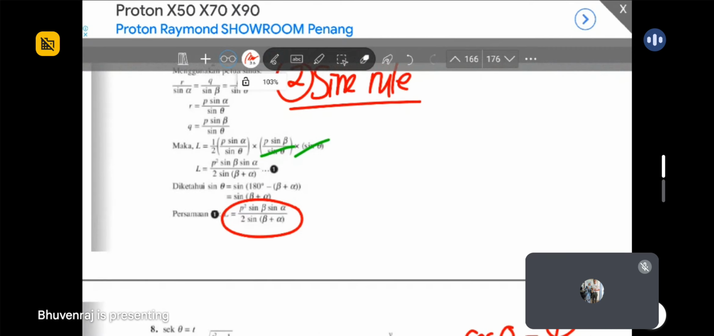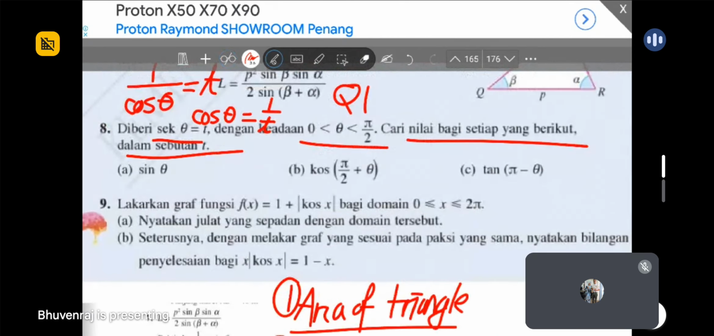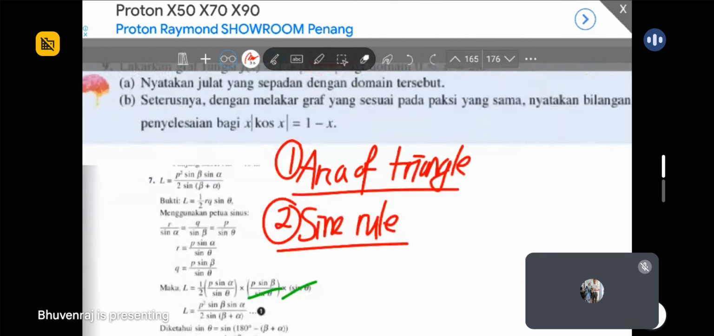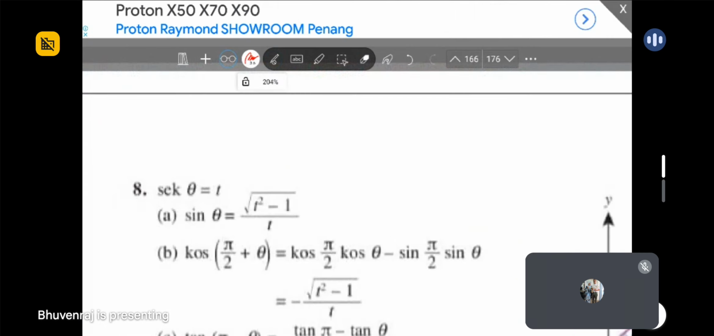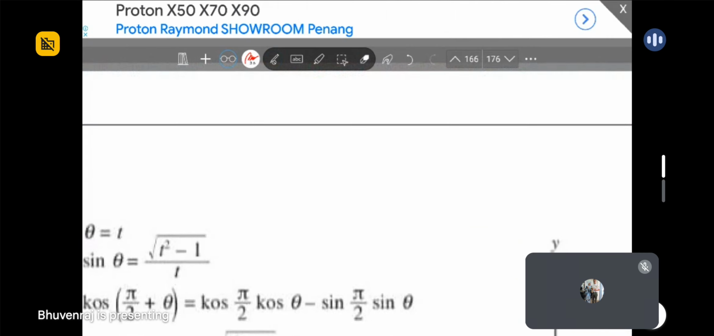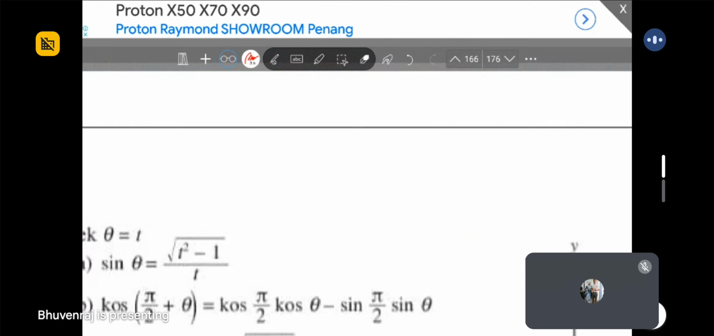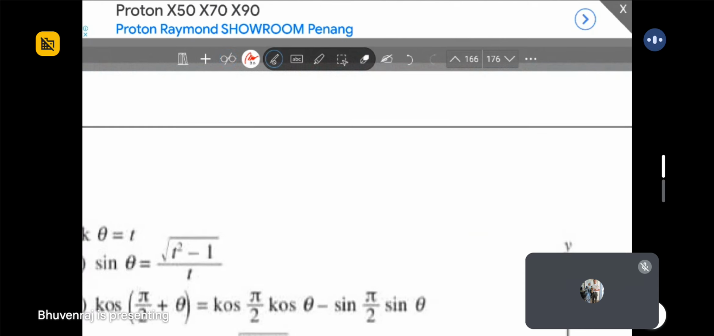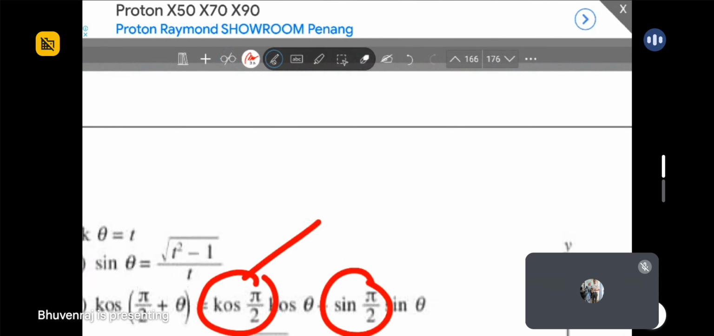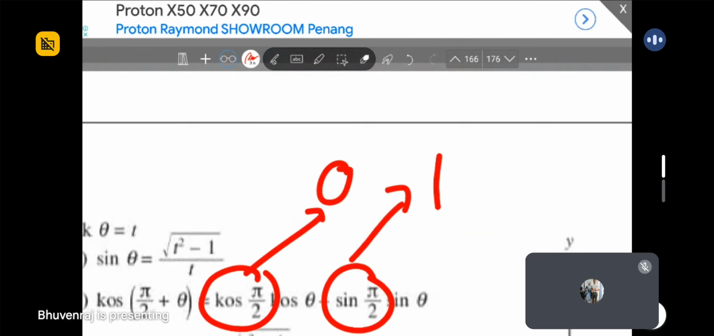Okay, next one. The next question they are asking you is cos of pi over 2 plus theta. Tak susah. This is the addition formula, rumus penambahan. So just expand. Kembangkan macam biasa. I showed you guys many examples already. So you can see over here, cos pi over 2 cos theta minus sin pi over 2 sin theta. Press calculator. Cos 90, how much do you get? 0. Sin 90, how much do you get? 1. So you can already get the answer.